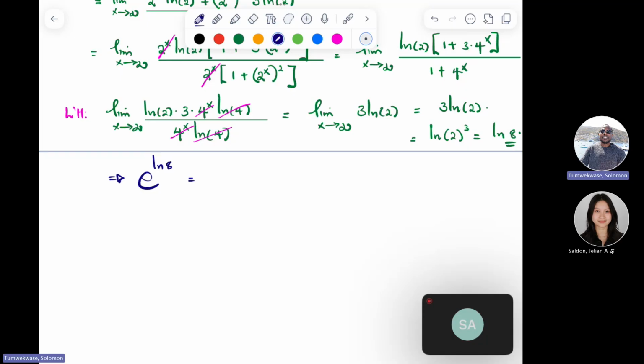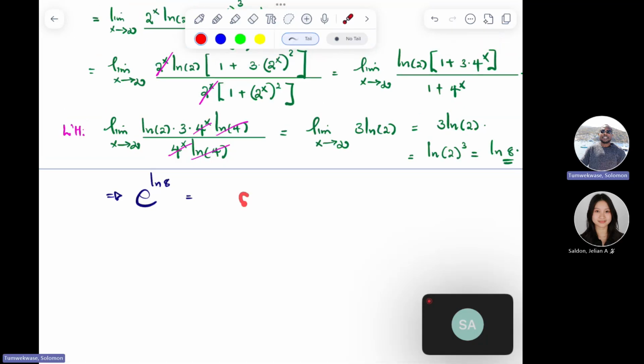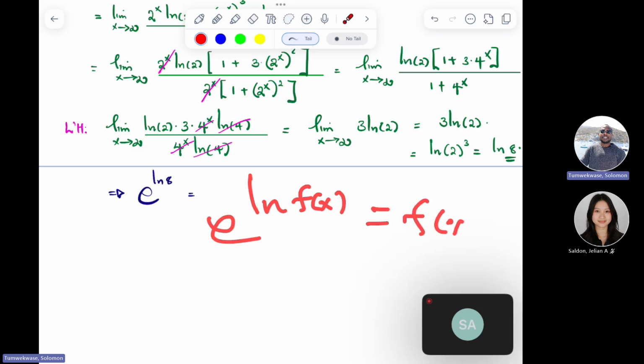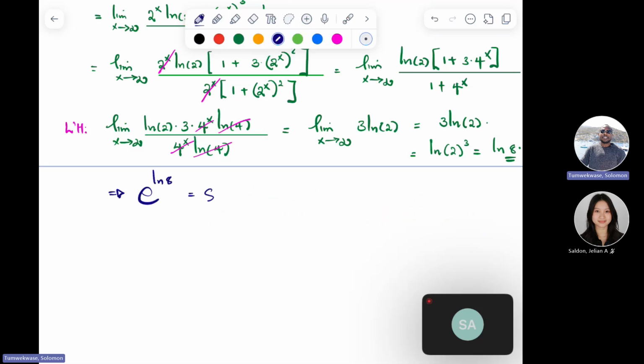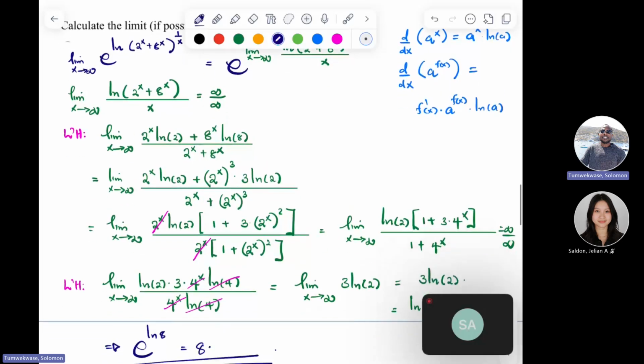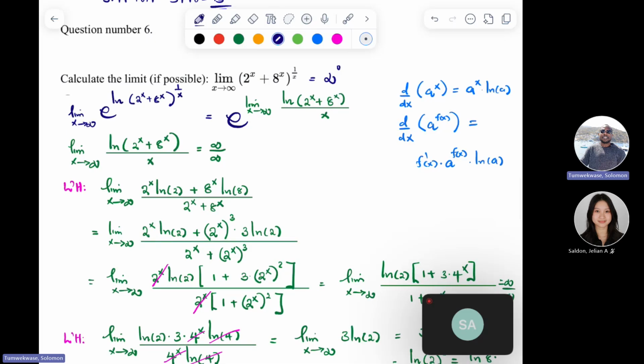Okay, and remember what we said. We said that e to the natural log of x is equal to x. In other words, e to the natural log of anything remains that thing. So e to the natural log of 8 is just 8. So it's a little bit bulky, but if you really know what you're doing and you make sure you don't make a mistake, then you should be fine.